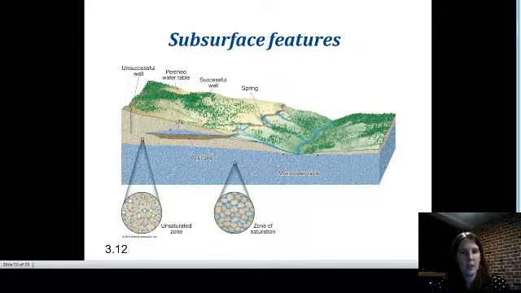And this is just showing a well that was drilled through an aquitard and was able to reach a waterbed.